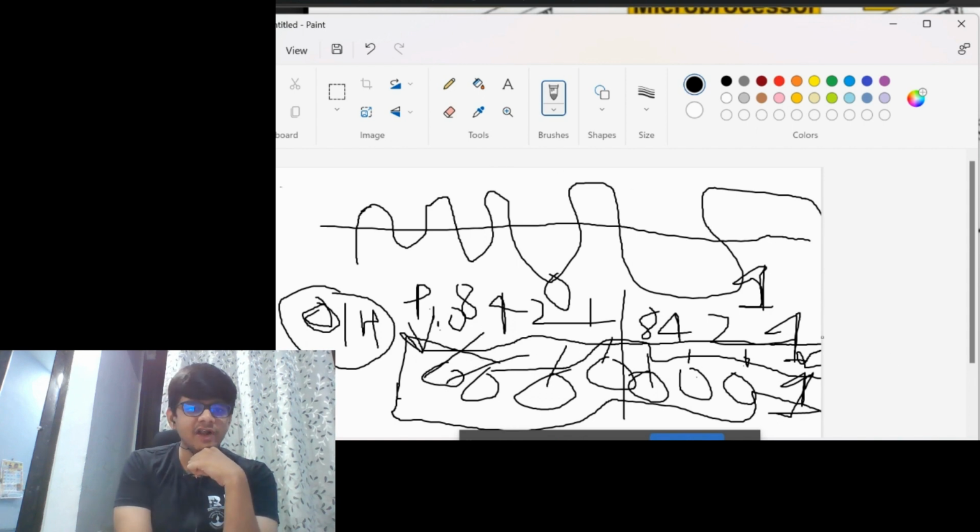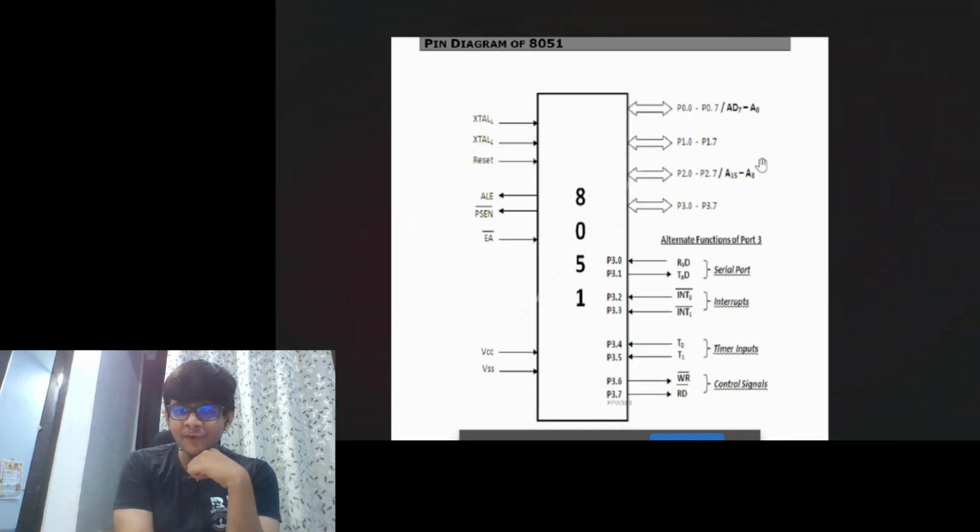In the electronics world, we start counting from 0. That's why there are 8 pins but it ends at 7. I hope you understand the number system. I will explain the other ports in another video.